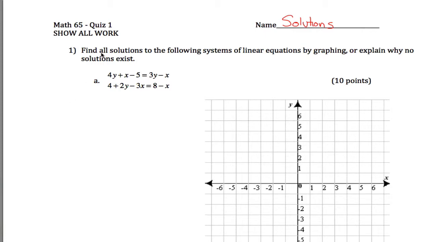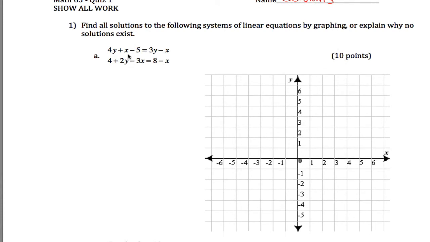All right, here are quiz 1 solutions for Math 65. We're given these two linear equations. So we're given a system of linear equations and asked to find their solution. What can I put in for x's and y's into both of these to make both of these true? And specifically it says to do this by graphing.